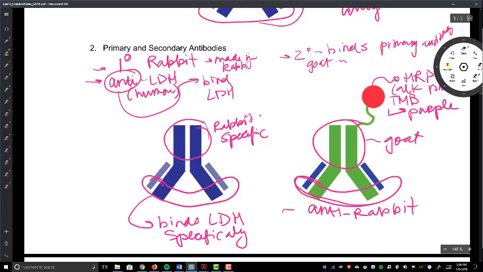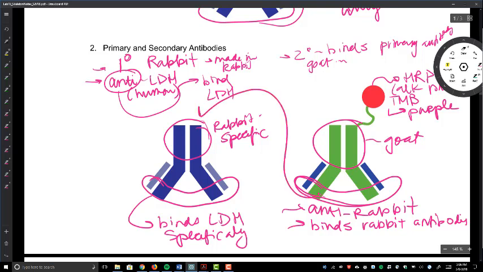So that means the specific part of the antibody binds rabbit antibodies. You can take this and it will recognize and bind to any antibody that was made in a rabbit. So it'll recognize our rabbit anti-LDH antibody, but it would also recognize any other rabbit antibody.